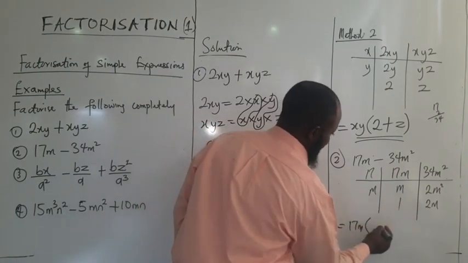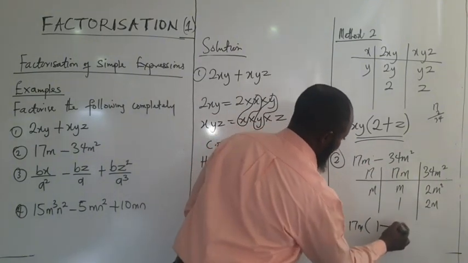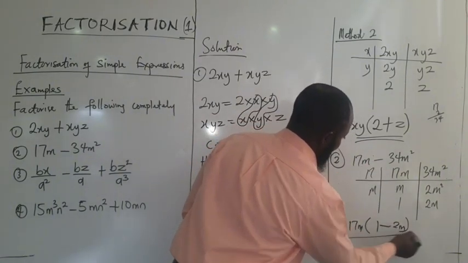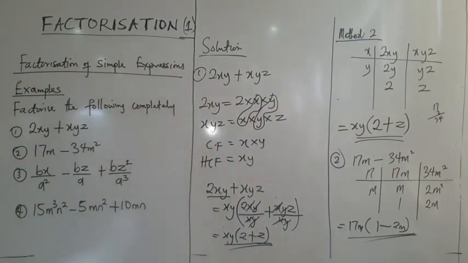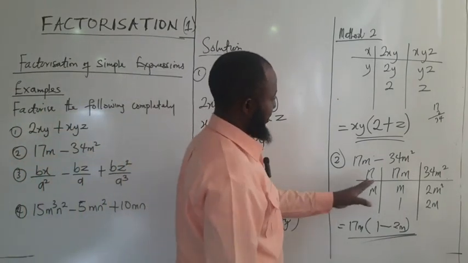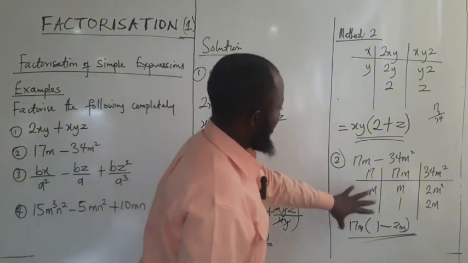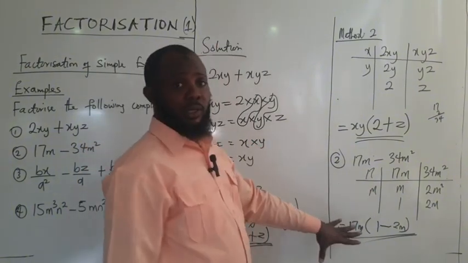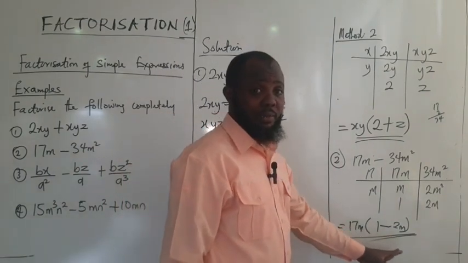What we have left there is 1. Then what we have between the two of them is minus. Minus 2m. That gives us our answer. I hope this is very clear, right? Very good. So if that is the case, you can see it's very easy. You can adopt this method to confirm your answer as classwork, so that you see if we are going to get the same answer or not.